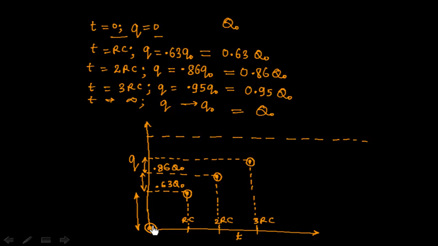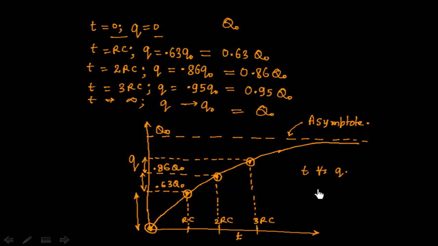Now we can basically join these points. So we will have something of this kind of graph. This value is Q naught. So we can say this becomes an asymptote, that is, this graph touches this line at infinity. So this is the time versus charge plot in case of charging of a capacitor.